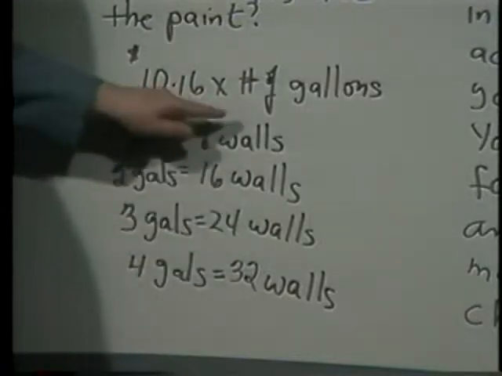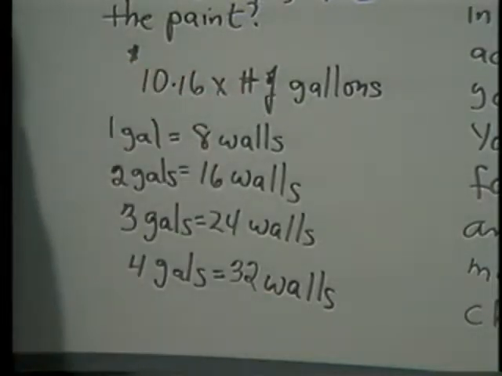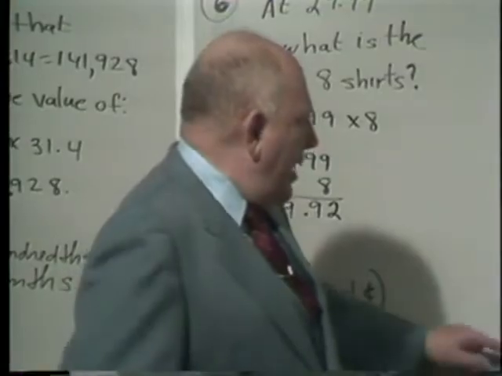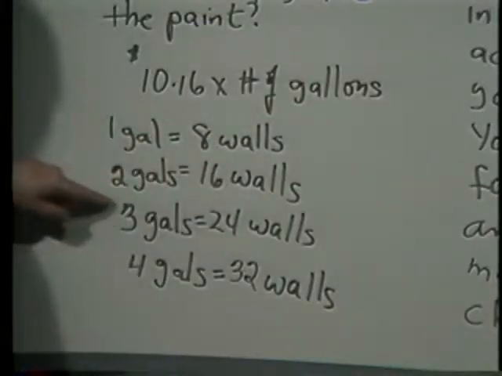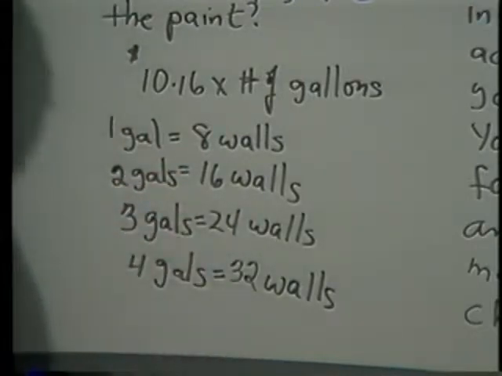You see, instead of telling you that you need 5 gallons or 6 gallons, all I'm telling you is what? You have 28 walls to paint, and each gallon paints 8 walls. Don't be fancy about this. Do it the baby way if you want. See, if 1 gallon paints 8 walls, 2 gallons will paint 16 walls, 3 gallons will paint 24 walls, 4 gallons will paint 32 walls.